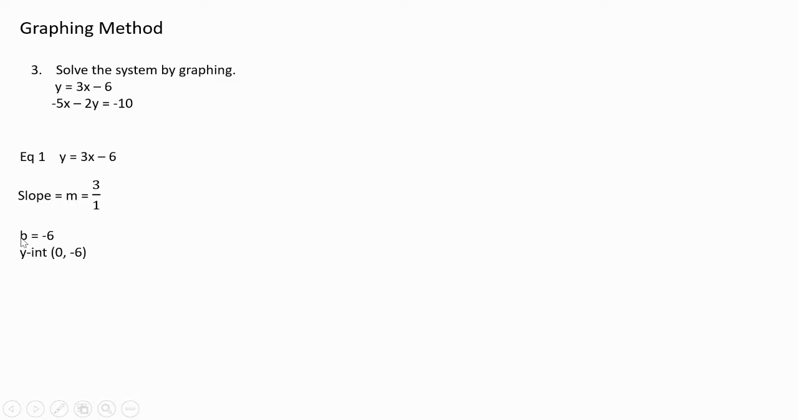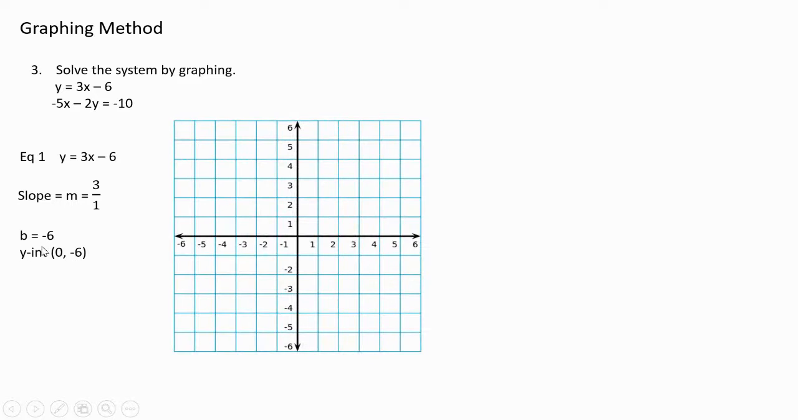So going back here to my b, this is my starting point. The b is always a starting point, which is a y-intercept. So we're going to start here at y equals -6. Then my slope is 3, so 3 over 1, which means I'm going to go up 3, 1, 2, 3, and 1 to the right. And then I just connect the points. There's my line.